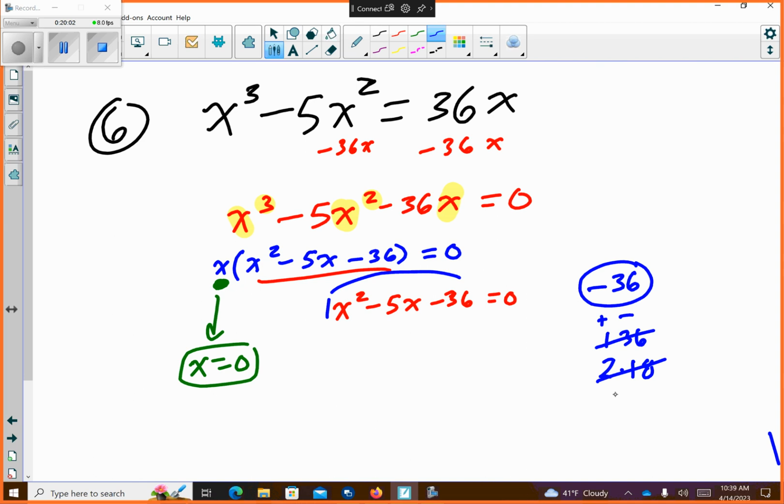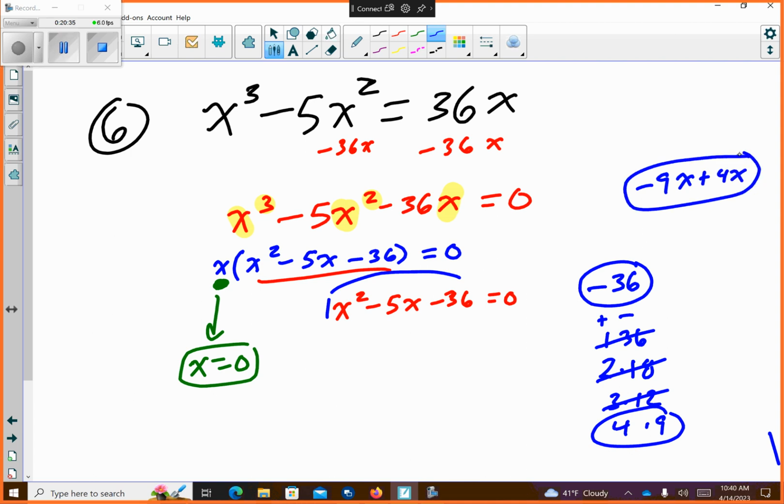What about 3 and 12? 3 and 12 is getting a little closer, but those are 9 apart, and I'm trying to get to 5 apart. What about 4 and 9? 4 and 9 are 5 apart. So now this is going to work. We just have to figure out which one's positive, which one's negative to give me the negative 5. So negative 9x and positive 4x. That right there is going to replace this right here.